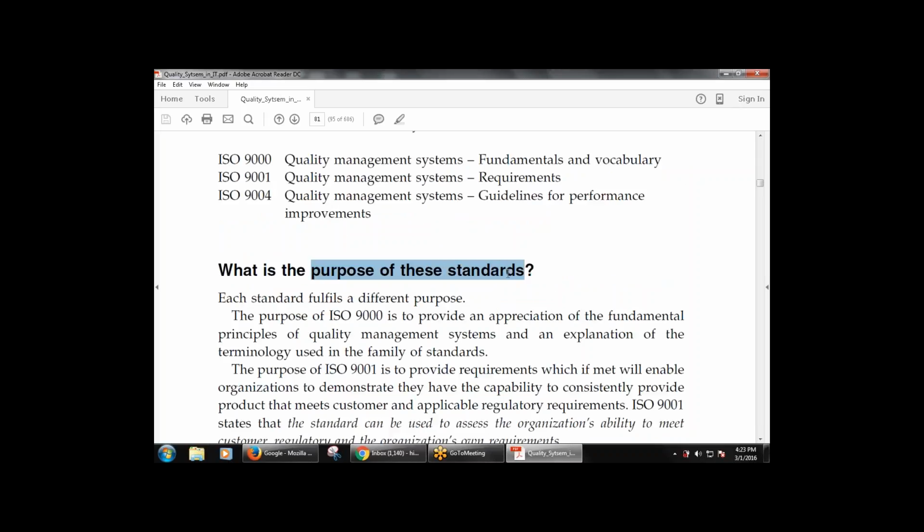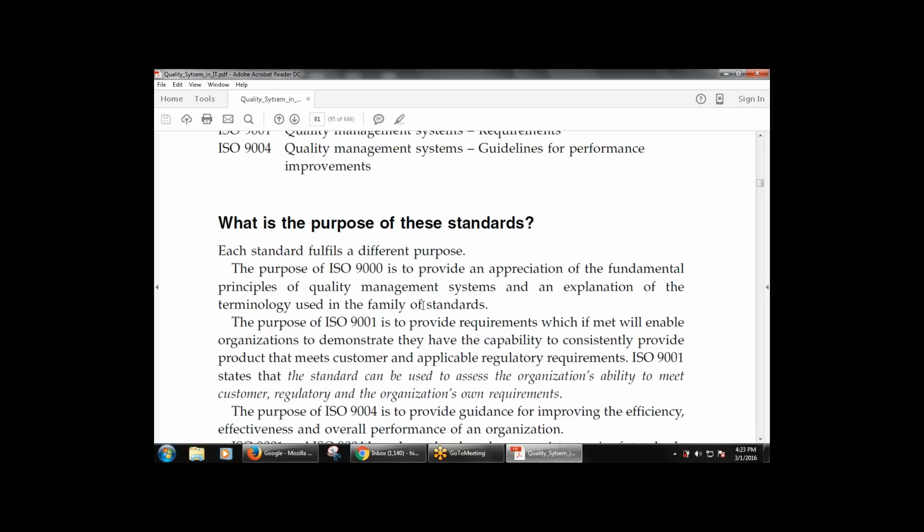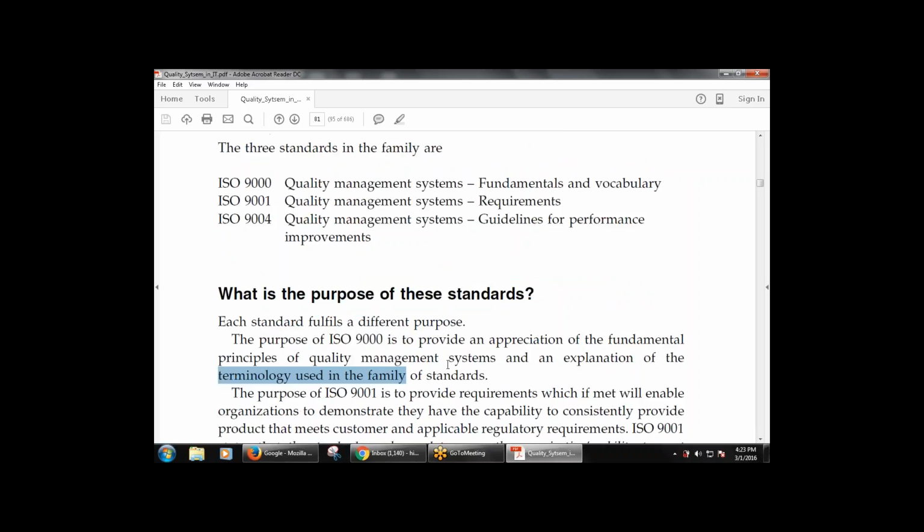Now, what is the main purpose of these standards? What is the main purpose of these three standards, ISO 9000, 9001 and 9004? Each standard fulfills some purpose. The main purpose of ISO 9000 is to provide an appreciation of the fundamental principles of quality management, that is, the fundamental principles required for the quality management system used in the family of standards. Then what is the main purpose of ISO 9001?